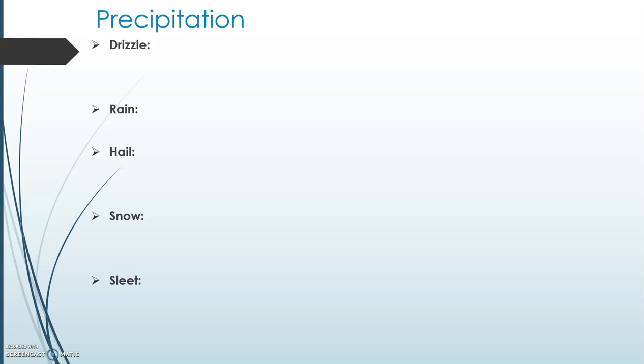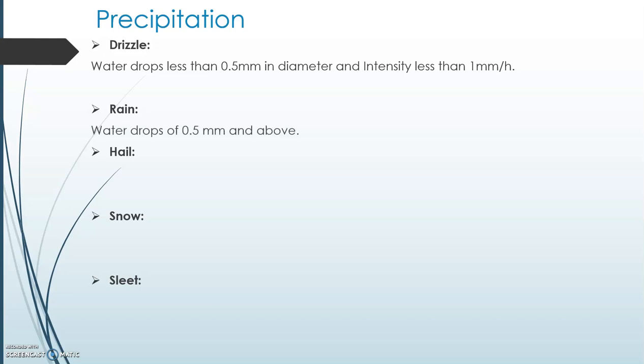So what is meant by drizzle? It is also based on the droplet size, water droplet size, and what kind of intensity it has. So when water drop is less than 0.5 mm in diameter and which has the intensity less than 1 mm per hour, then we can say that this is a drizzle. In case of rain, as I told you that it is in the liquid form, but water drop size is around 0.5 mm and above.